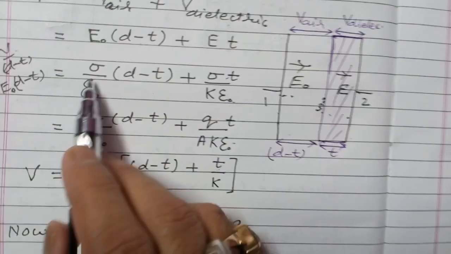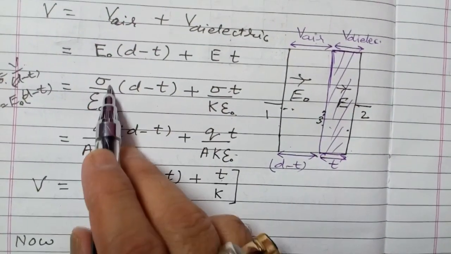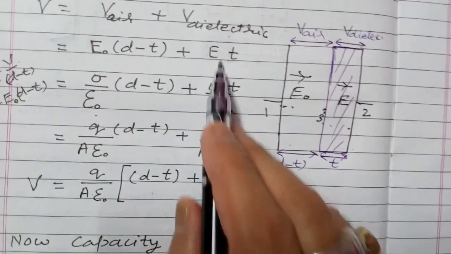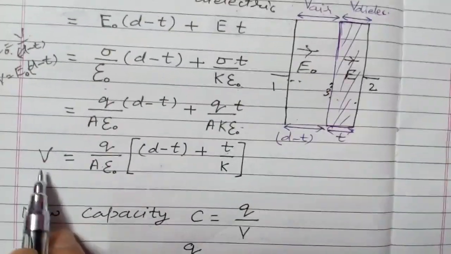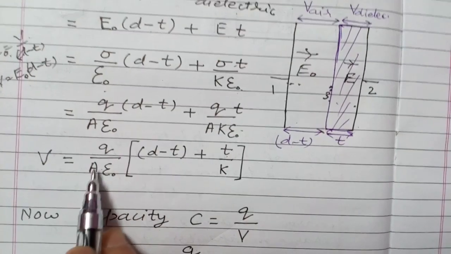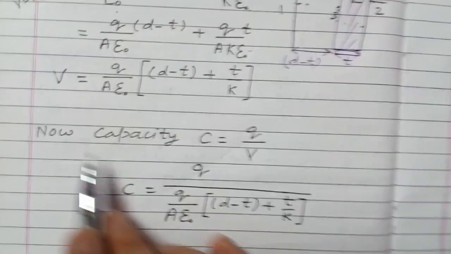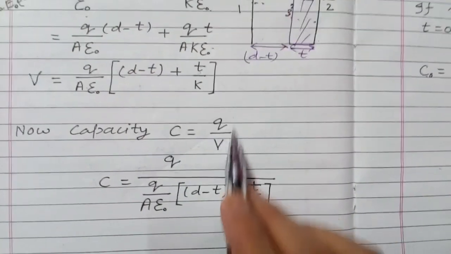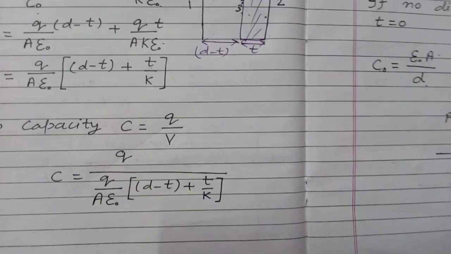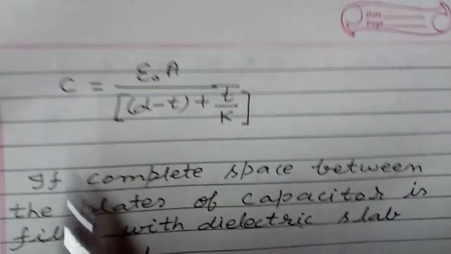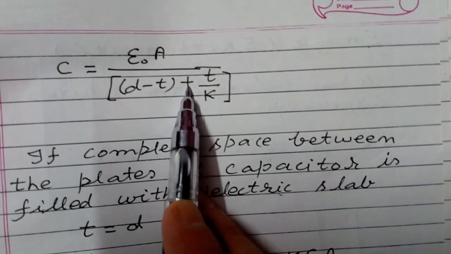Now put the value of electric field intensity. We know that E naught is equal to sigma upon epsilon naught and E is equal to sigma upon K epsilon naught, and solve it. So we will get V is equal to Q upon A epsilon naught, inside the bracket, d minus t plus t by K. Now capacity C is equal to Q upon V. So divide Q by this value of V and we get C is equal to epsilon naught A upon d minus t plus t by K.